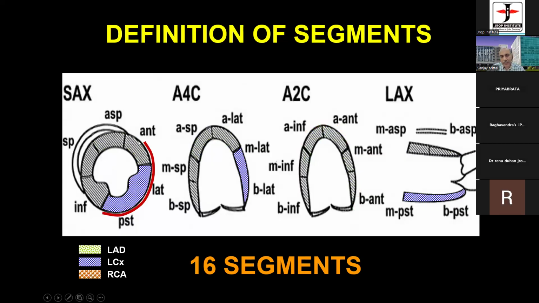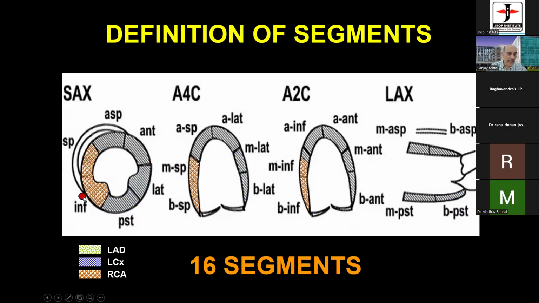Now let's look at the course of the circumflex. We know the circumflex winds around the AV groove from anterior to the posterior side, and on the way, it gives rise to obtuse marginal branches. The proximal areas, the basal and mid lateral, and the more distal posterior, the mid and basal posterior, are supplied by the distal portion of the circumflex, which is the OM2s and OM3s.